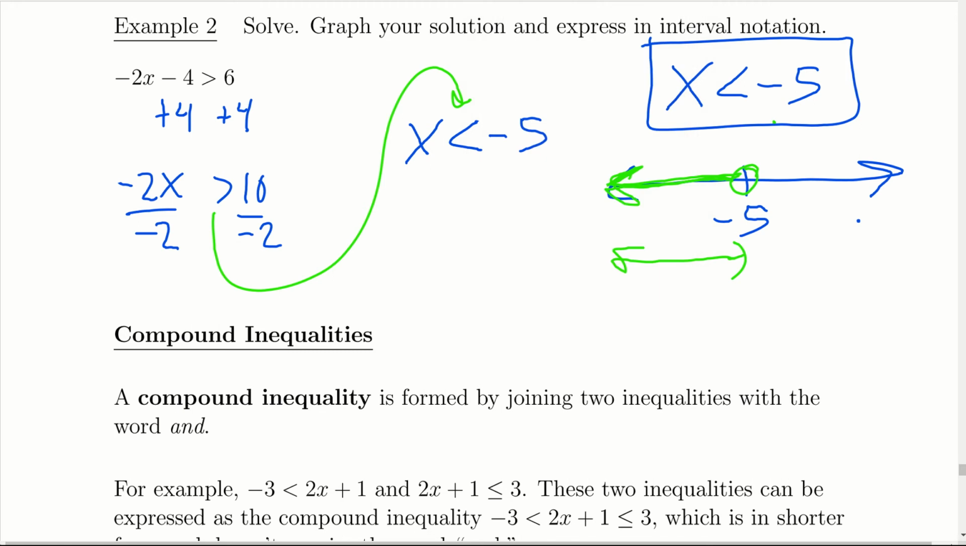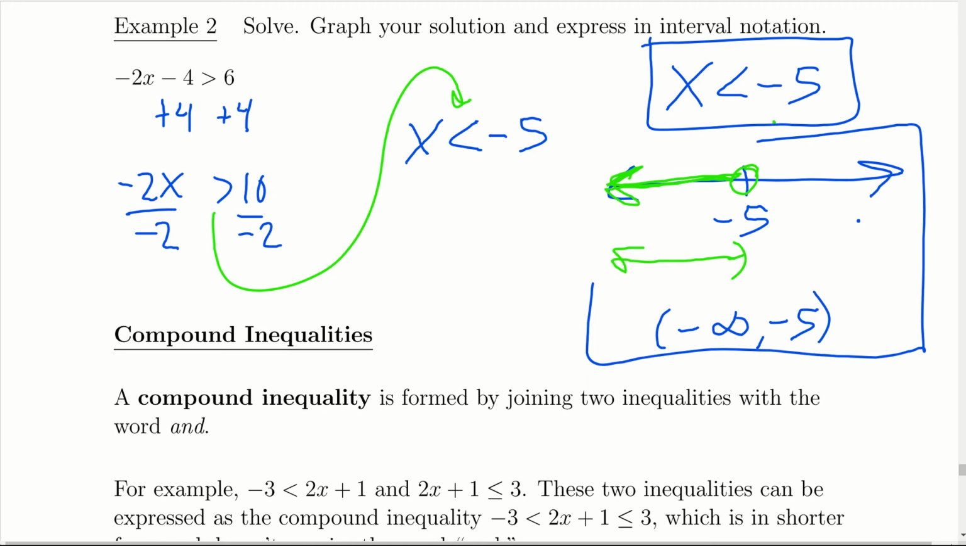Lastly, we want to give our solution set in interval notation. Always go from left to right first. This shaded region goes all the way to the left towards negative infinity, and it goes right up to negative 5, which is not included. Okay. So there is our solution set. x is less than negative 5, which would look like this graph, and this is it in interval notation.